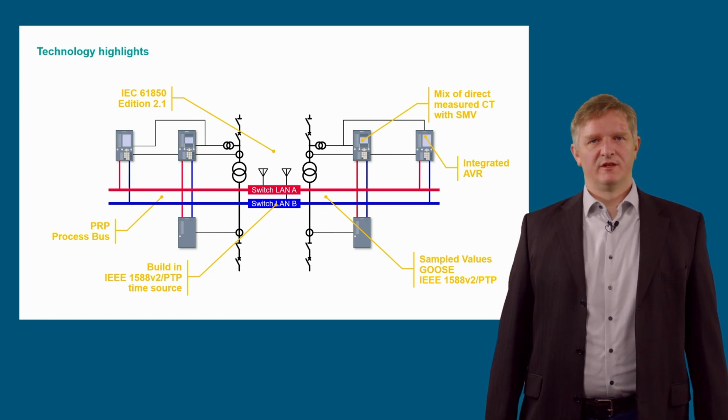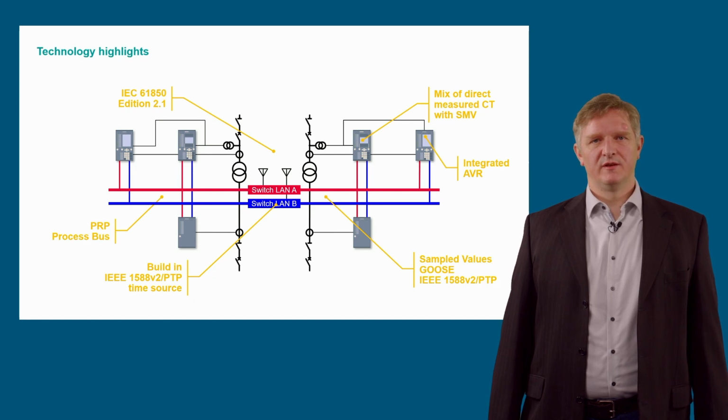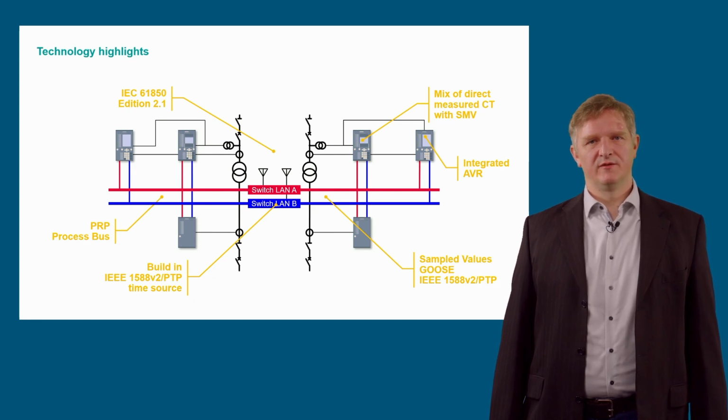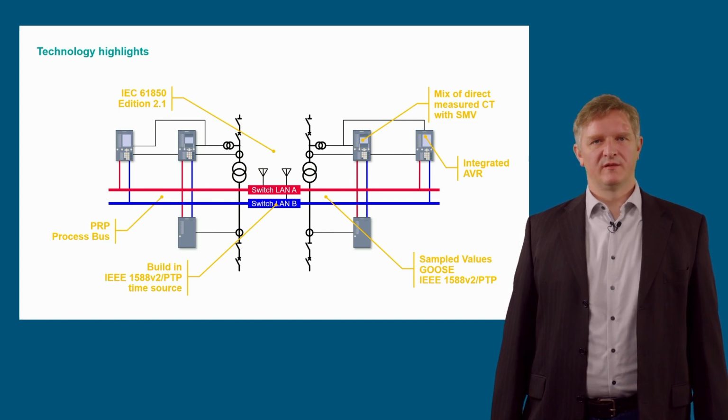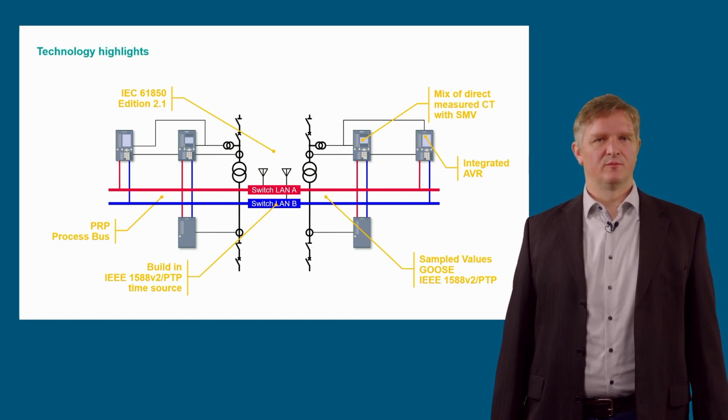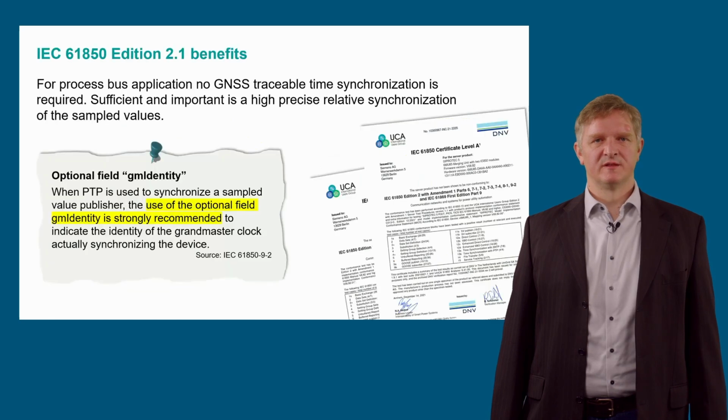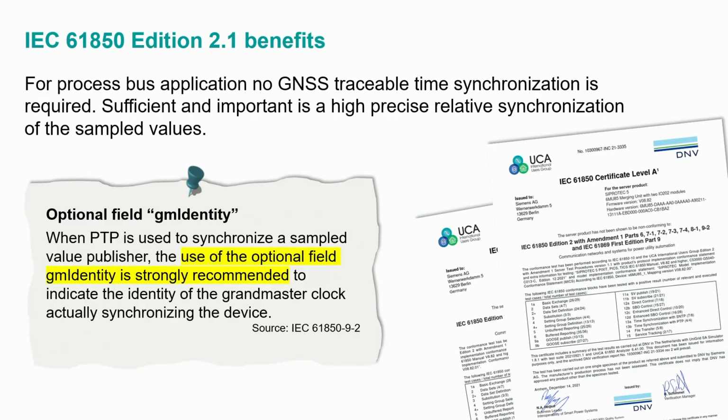With the use of Edition 2.1 of 61850, the latest revision of the 61850 standard was used, which provides certain very useful enhancements compared to previous revisions for process bus installations. One of these enhancements is the definition of the optional field for the grandmaster identity, which specifies the source of the synchronization within the sampled value stream. Furthermore, the standard strongly recommends the use of this field, even if it is declared as optional.